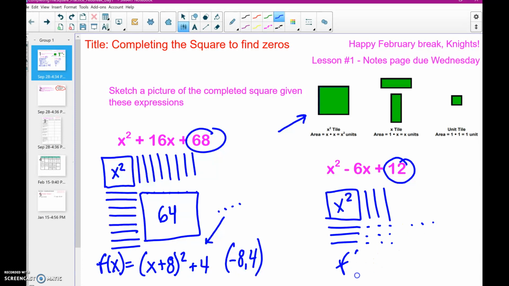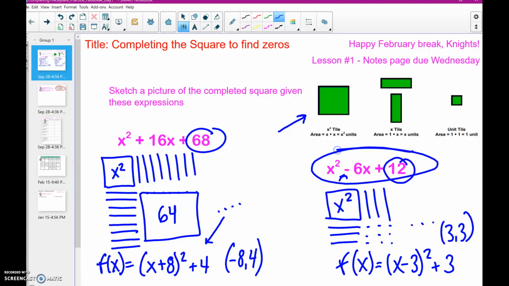So again, our equation would be f of x equals x minus 3 squared plus 3. And remember, it's x minus 3 because we have this negative sign right there. Our vertex is 3, 3. If you were to go on Desmos and graph that, that would be the vertex right there.